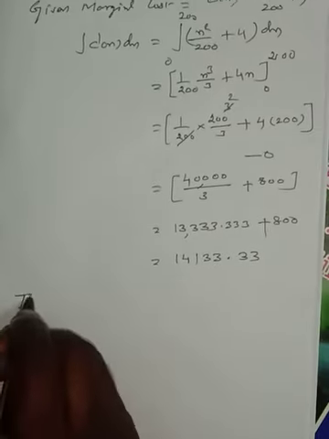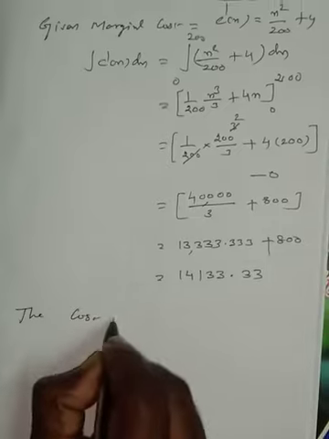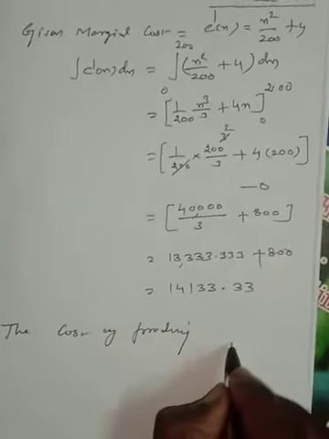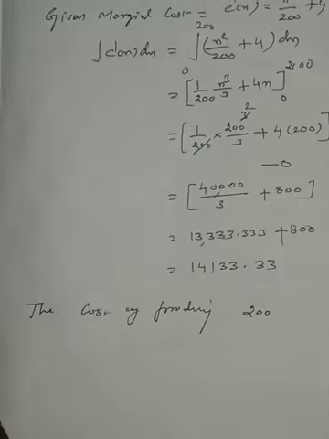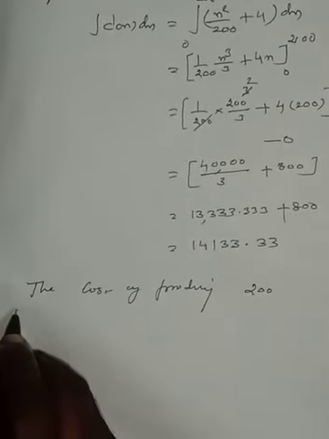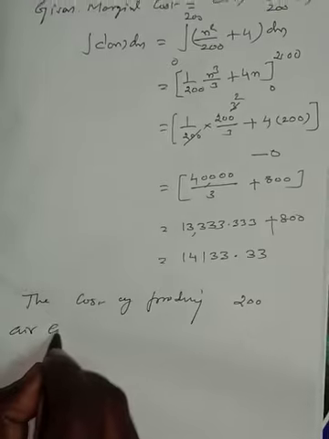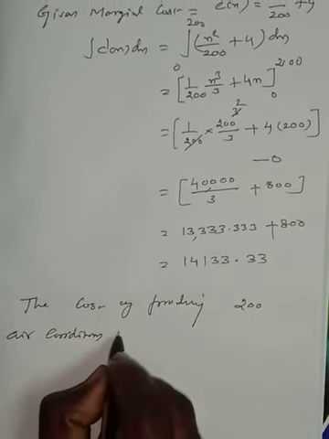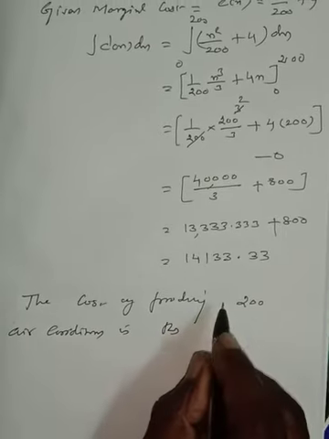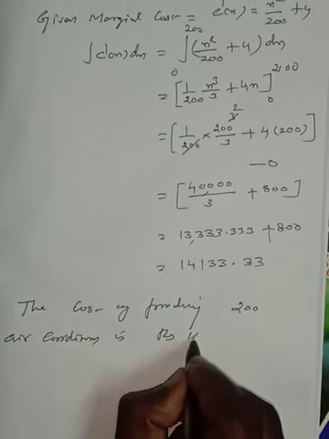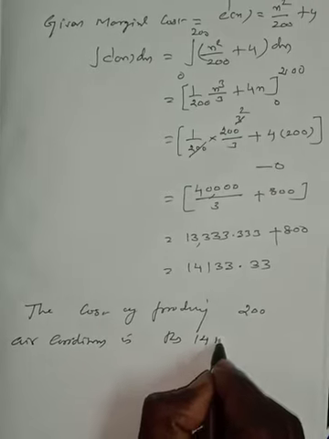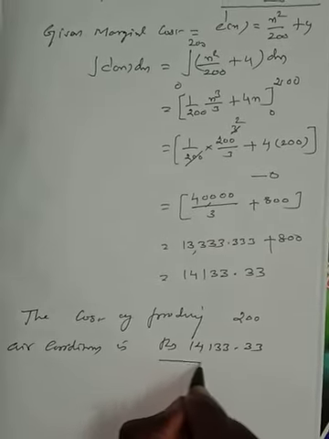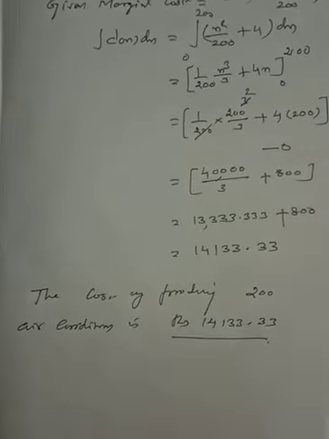producing, the cost of producing 200 air conditioners, 200 air conditioners is rupees 14,533.33. Answer result.